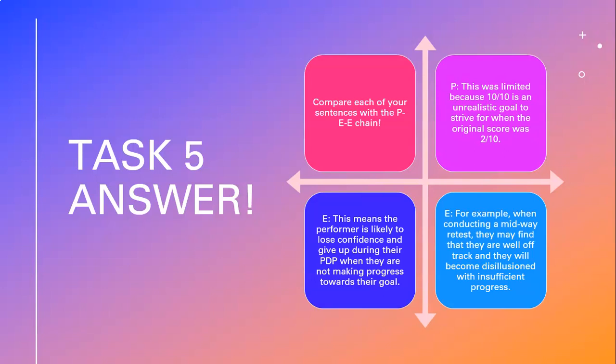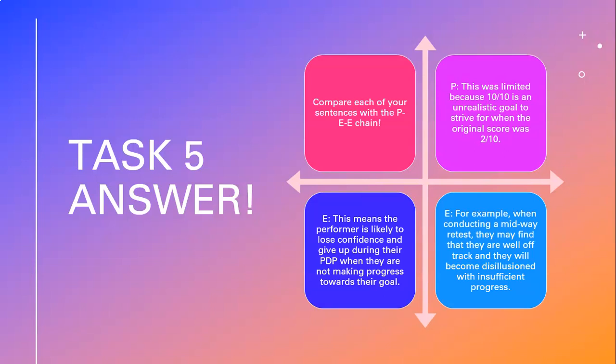So what is the evidence? What is the effect of this? Well, this means, with it being too unrealistic and too high, the performer is likely to lose confidence and give up during their PDP when they see they're not making progress towards their goal. A little tip when given the evidence: continuously ask yourself so what to achieve depth of learning. Remember what we said at the start, we want to achieve depth in order to pick up marks. You are now using more advanced higher order thinking skills than in Describe.